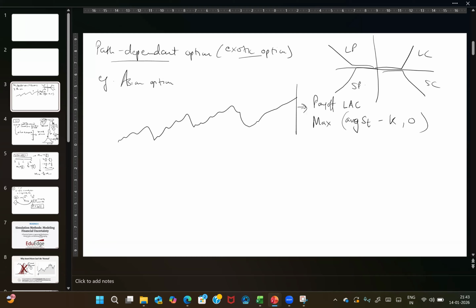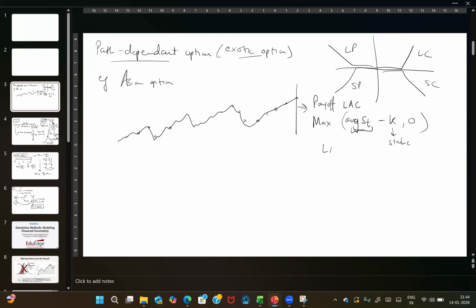It looks like max of average, which means it takes the prices at the end of every day. Say at the end of the month, if you were to calculate the payoff, it will take the average of all the realized ending values of the asset on this path. That becomes the average stock price over the entire path minus the strike price, comma 0. So that defines the payoff of a long Asian call.